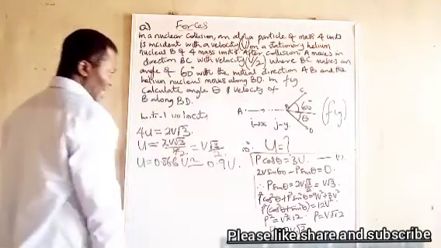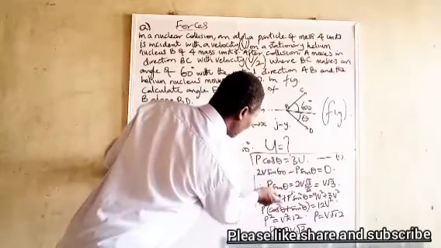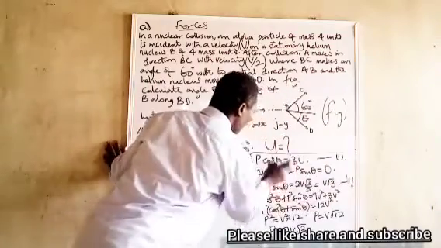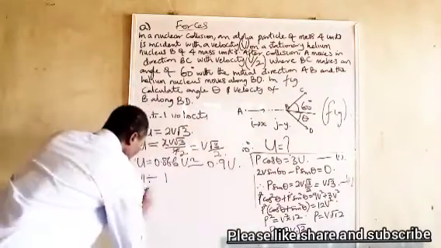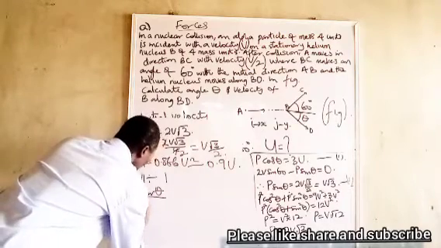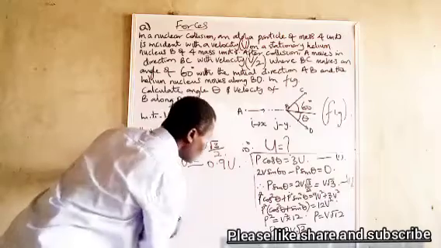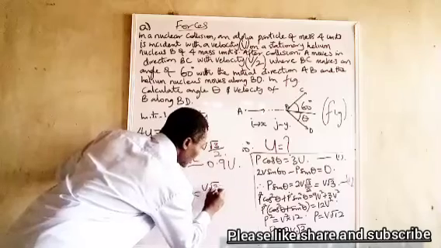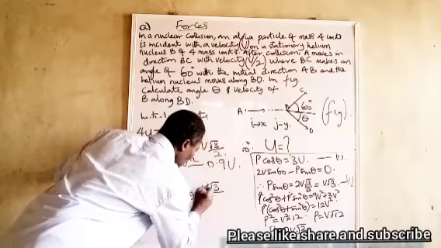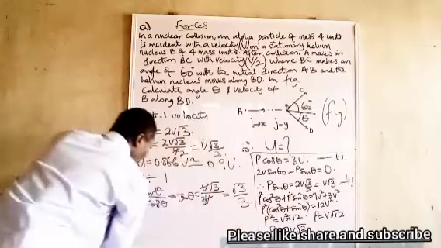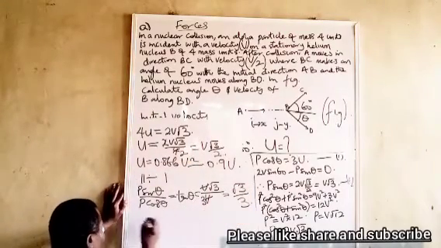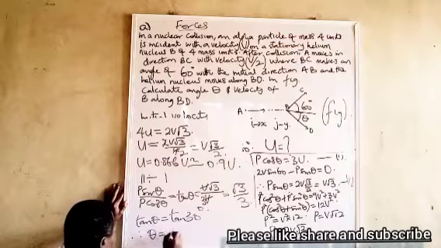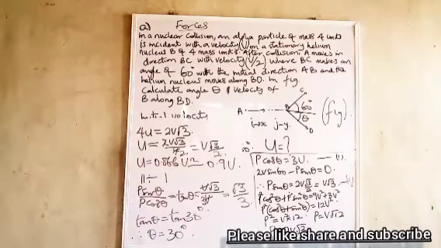Now let me find theta. I can easily find theta here. This one and this one. Let me divide this one by this one. So I have p sine theta over p cos theta equal to tan theta. And that will be equal to v root 3 over 3v. So I have root 3 over 3, and root 3 over 3, we know, is equal to tan 30. So tan theta equals tan 30 degrees. Therefore, theta is equal to 30 degrees. So that's how you can easily get this one.